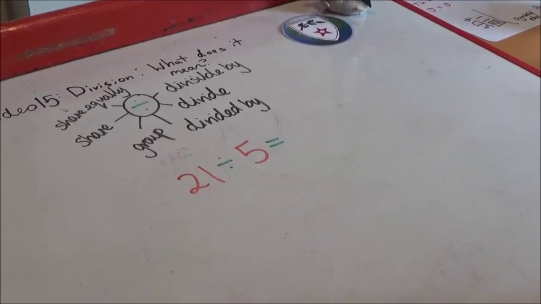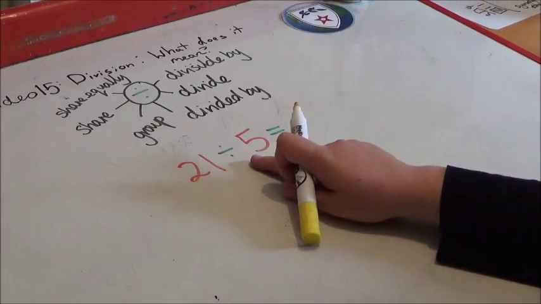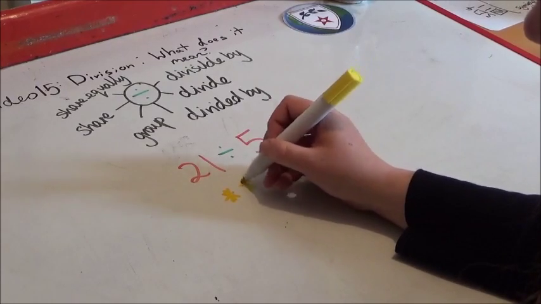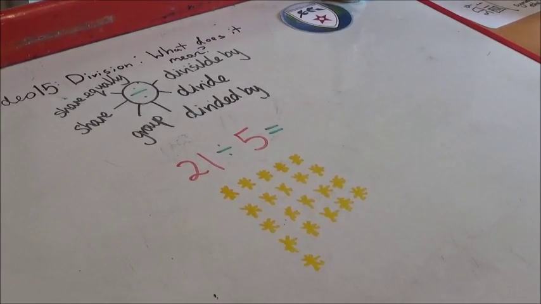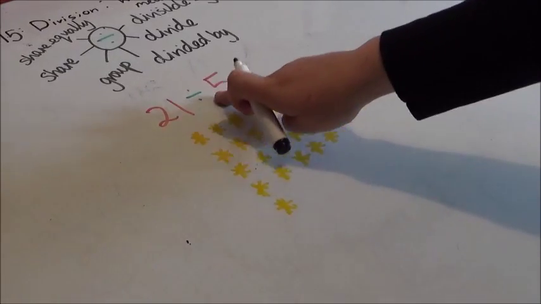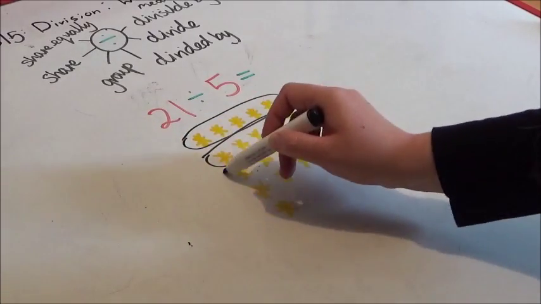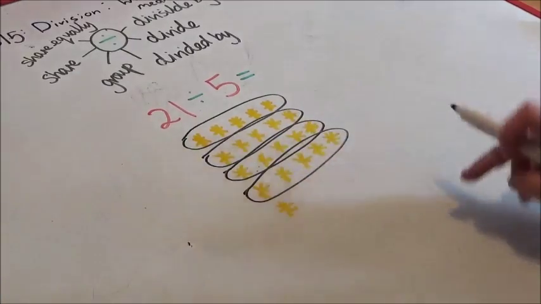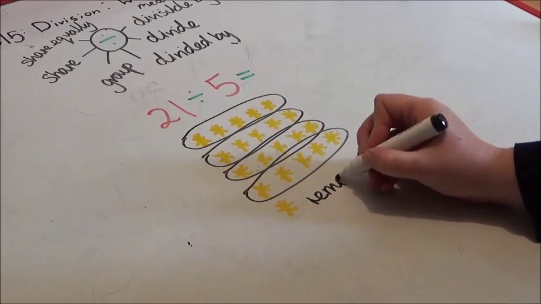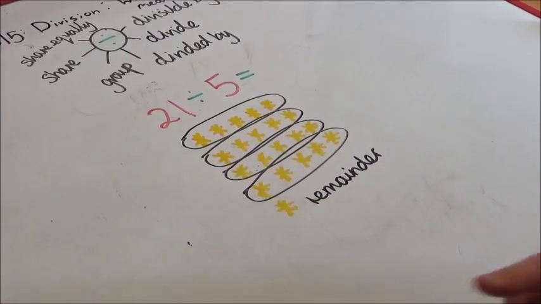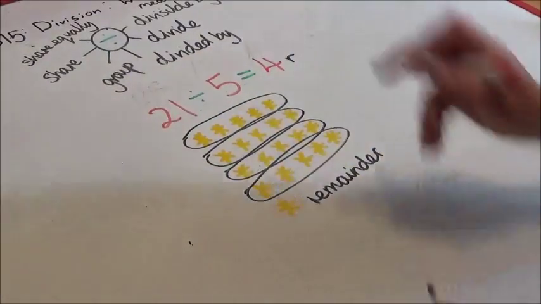Let's have a look at this example here. And again, I'm going to use my flower word problem example. So I've got 21, and I'm going to group them into groups of 5. You might want to bear with me while I'm drawing them all out. 20, 21. So I'm going to group 21 equally. I'm going to group them into groups of 5. So I've got 1, 2, 3, 4, and you can see I've got one left over here. We call that a remainder. So 21 divided by 5 is the same as 4 remainder 1.